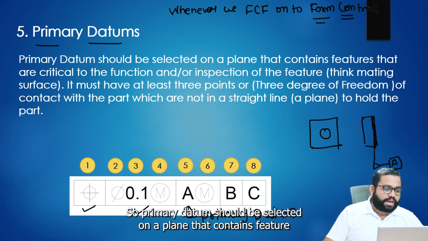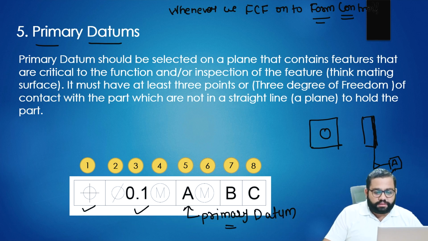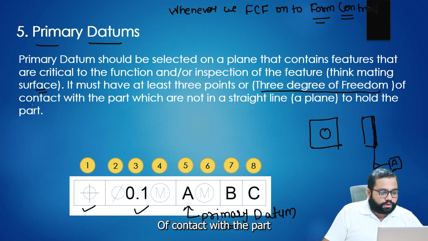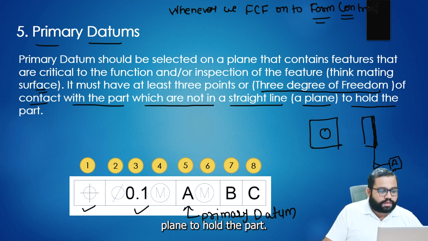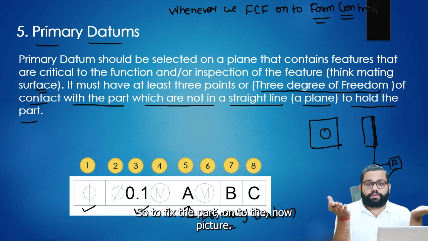The primary datum should be selected on a plane that contains features that are critical to the function or inspection of the feature. Think mating surface. It must have at least 3 points or 3 degrees of freedom of contact with the part which are not in a straight line, a plane to hold the part, so as to fix the part onto the fixture.